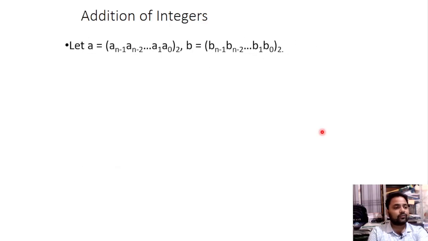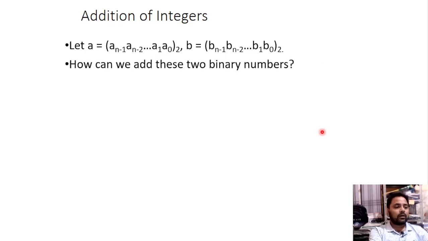And for the addition of integers, let a equal a_(n-1), a_(n-2), ..., a_1, a_0 to the base 2, and the same for b equal to b_(n-1), b_(n-2), up to b_1 b_0 to the base 2. How can we add these two binary numbers? So first add them at their rightmost bits.